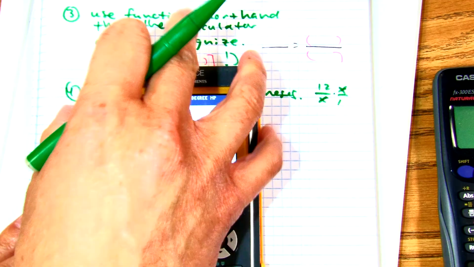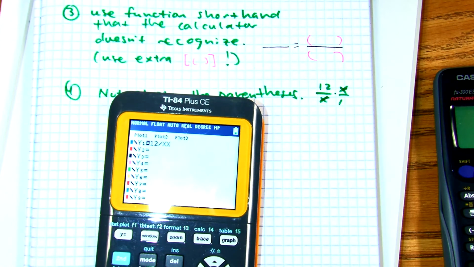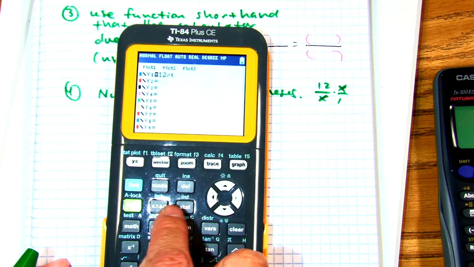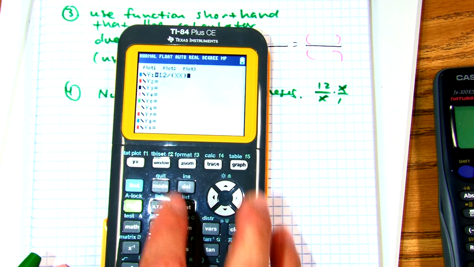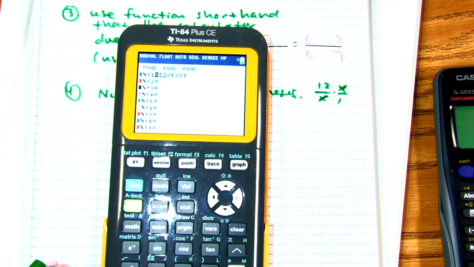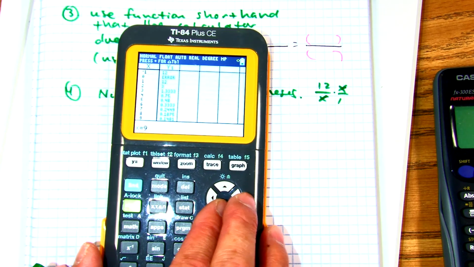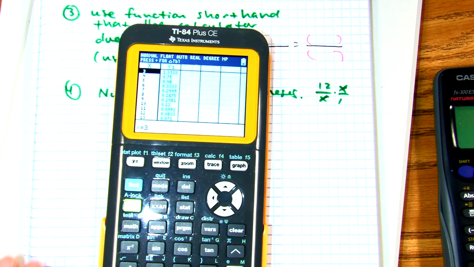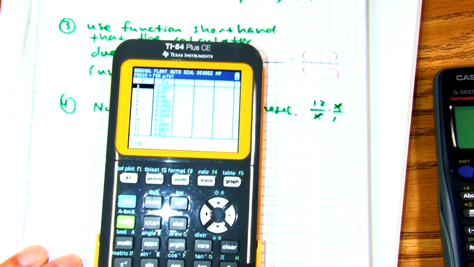So what I need to use is an extra set of parentheses. So if I were doing this problem, 12 divided by x squared. Do you see that extra set of parentheses? Let's see what it tells us now. And that's correct. Not all the answers are 12 anymore. So use an extra set of parentheses, always. You can never use too many.